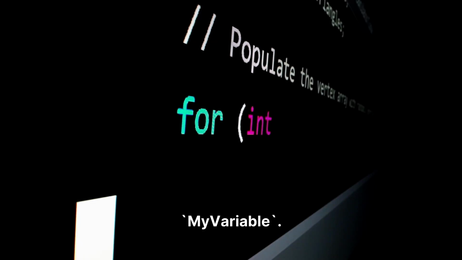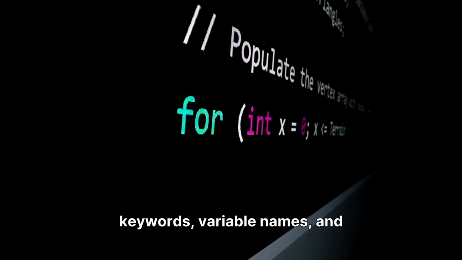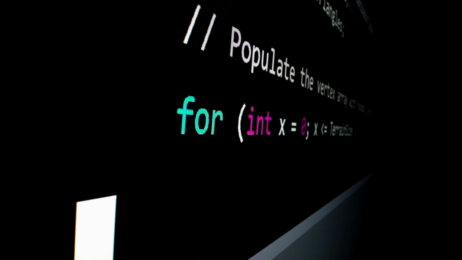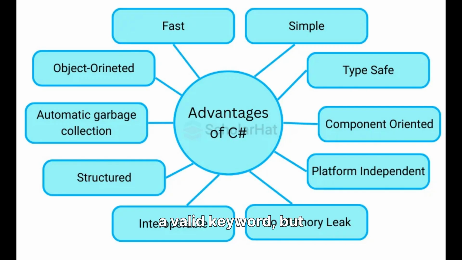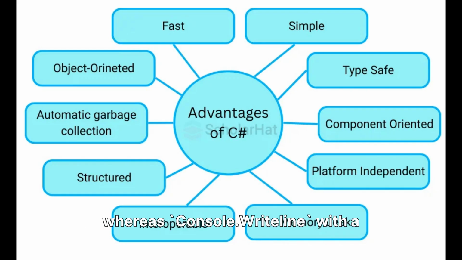entity from MyVariable. This strict distinction applies universally across all elements of your code, including keywords, variable names, and method names. For instance, class is a valid keyword, but Class is not. Similarly, Console.WriteLine is correct, whereas Console.Writeline with a lowercase l would lead to an error because the method name does not match exactly, highlighting case sensitivity.